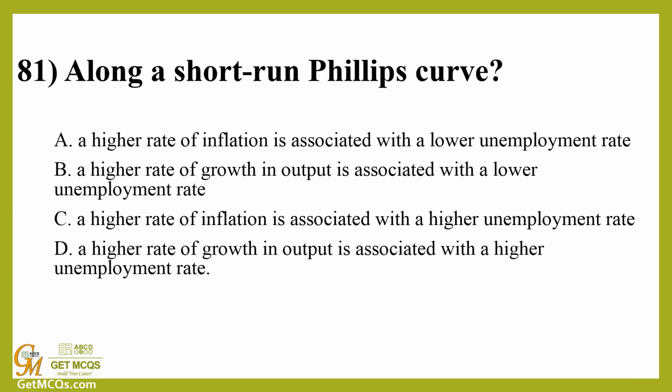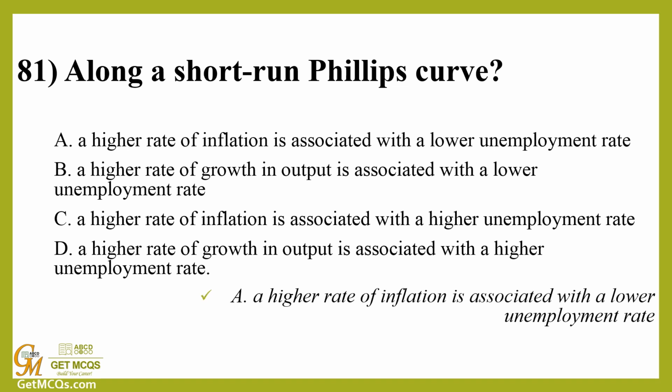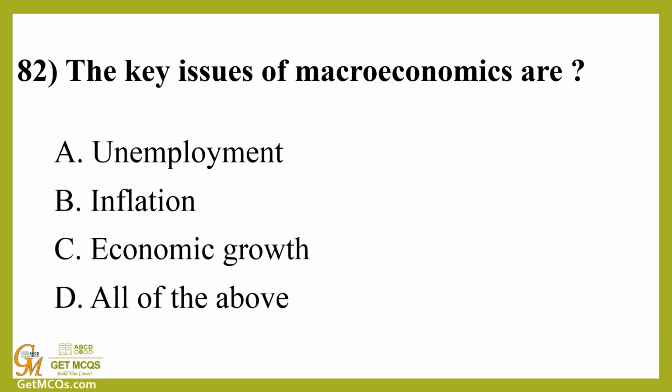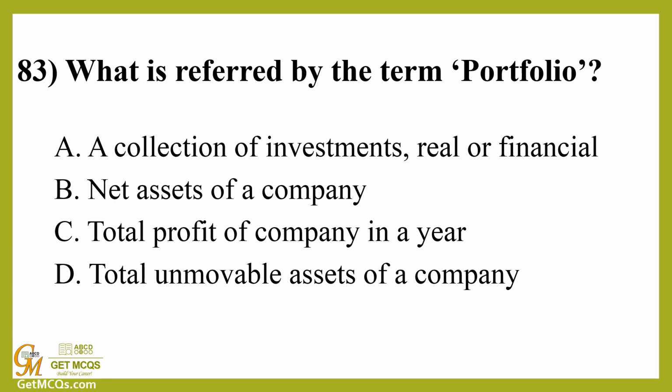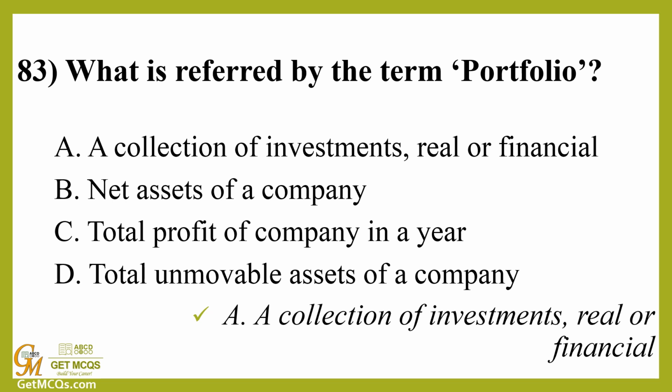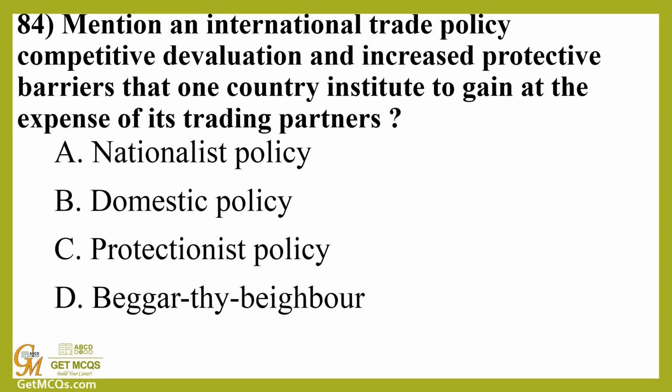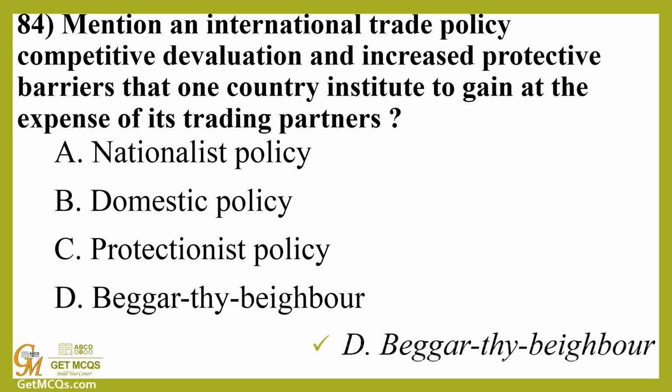81. Along a short-run Phillips curve? A. A higher rate of inflation is associated with a lower unemployment rate. 82. The key issues of macroeconomics are D. All of the above. 83. What is referred to by the term portfolio? A. A collection of investments, real or financial. 84. Mention an international trade policy, competitive devaluation and increased protective barriers that one country institutes to gain at the expense of its trading partners. D. Beggar thy neighbor.